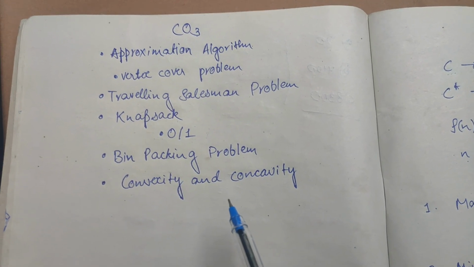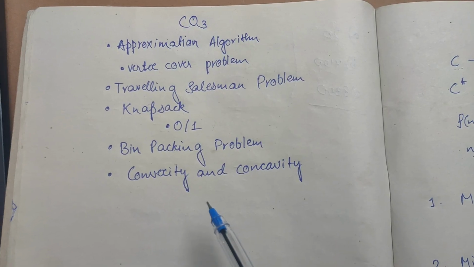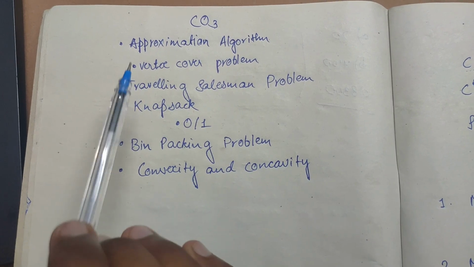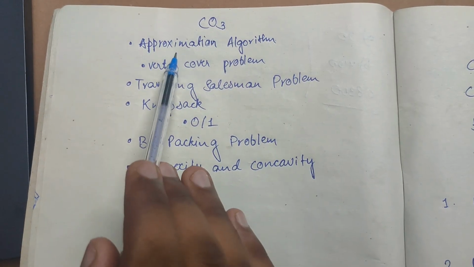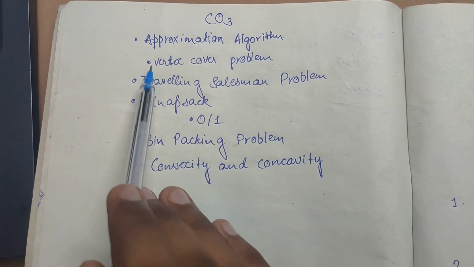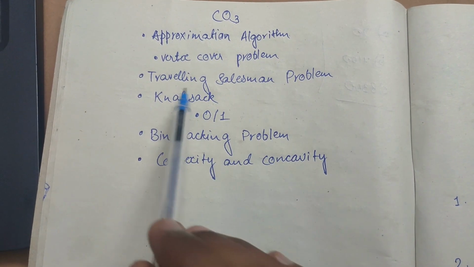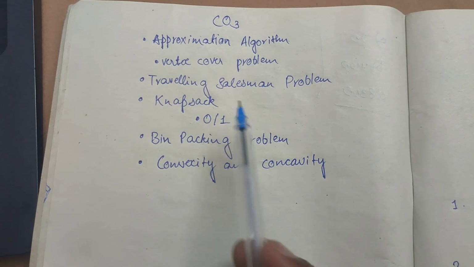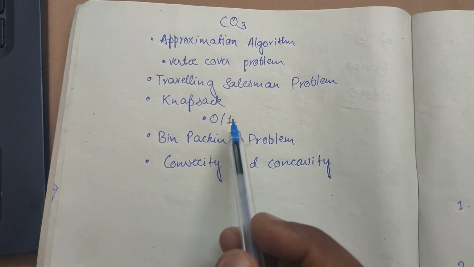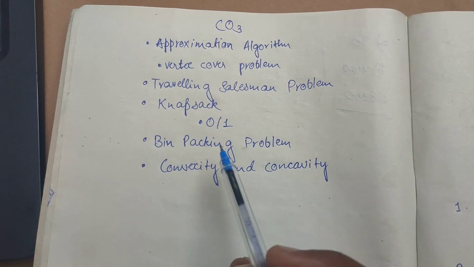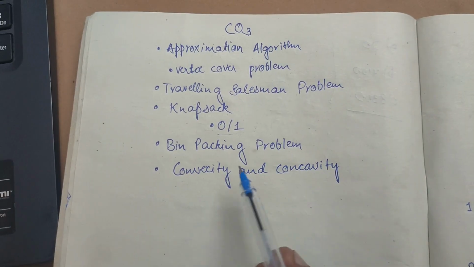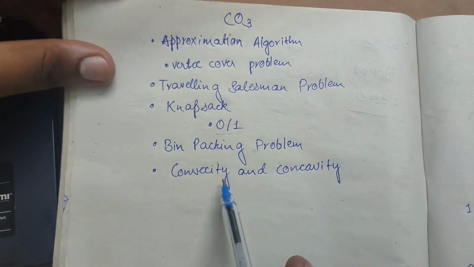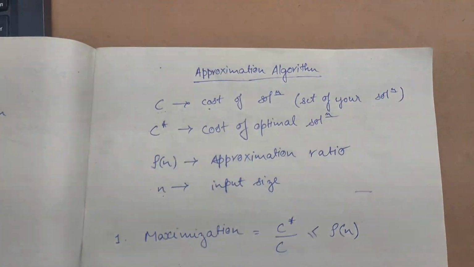I am Shashidhar and in this video we are going to discuss some of the important topics from MP1's CO3. The topics we are going to cover are the approximation algorithm and, using this approximation algorithm, how we solve the vertex cover problem, then the traveling salesman problem, and then the knapsack problem. The knapsack problem is of two types, fractional and 0-1, and in our course we have the 0-1 knapsack problem. Then the bin packing problem, and then convexity and concavity. So let's start with the approximation algorithm.